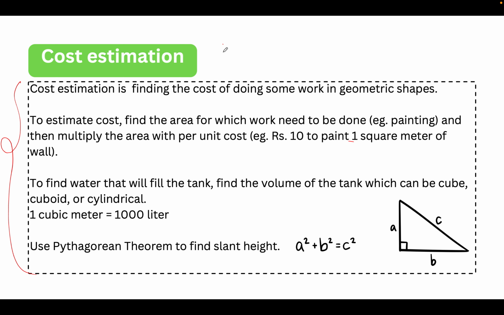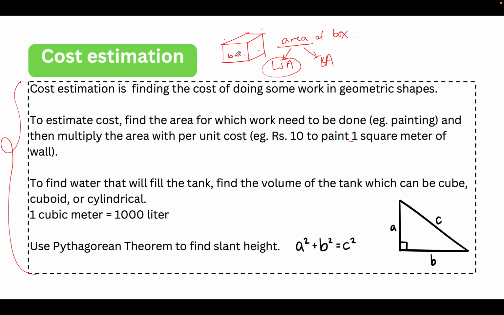If we need to find how much cost is required to paint this box, we need to first find the area of the box. And when we say area of the box, that might be the lateral surface area or the total area. If we need to color the box on only the visible sides, that is this side, this side, this side, back side, and this side, we will calculate LSA.